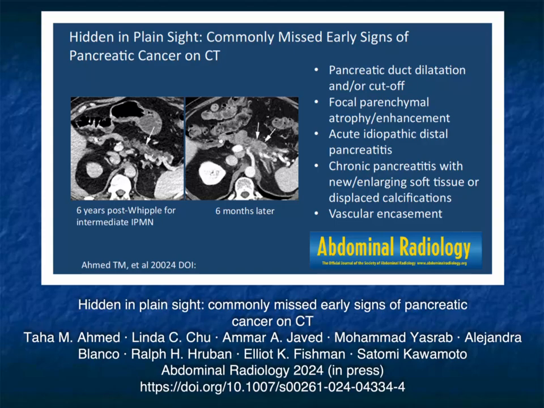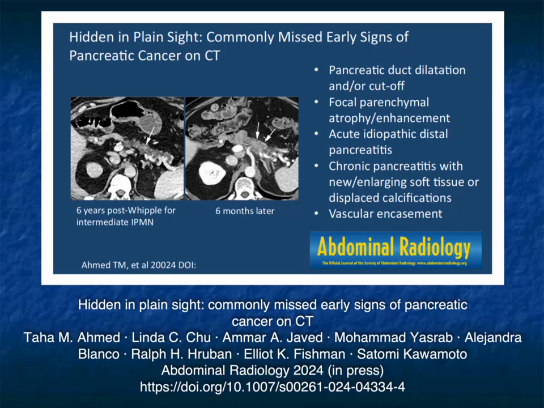And in chronic pancreatitis, there is about a 5% overlap in patients who have chronic pancreatitis and develop pancreatic cancer. And chronic pancreatitis is often hard to evaluate with all the calcifications, but you've got to look carefully. Calcifications sometimes become displaced or they disappear. And then you need to look carefully at the vessels.